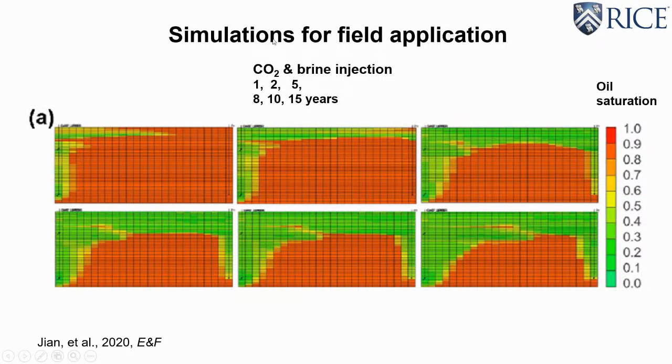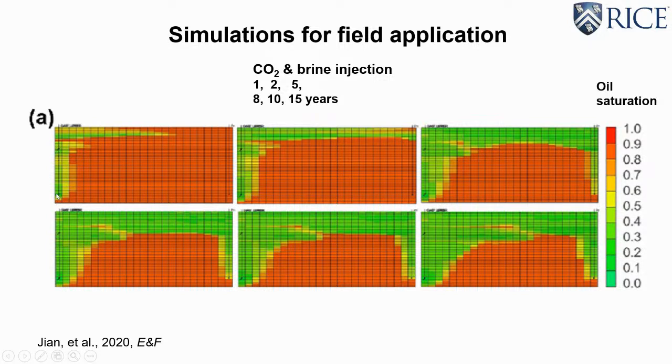Now let's look at the simulations for field applications. Well, we just have CO2 and brine, no foam mobility control. And we have the cross-section at different times. The color code shows the oil saturation. Red is high oil saturation, green is low oil saturation. The first panel is after 1 year. The injection wells are here and here.